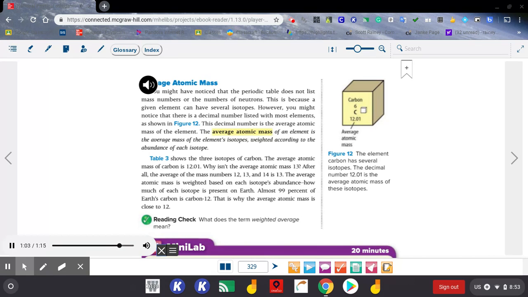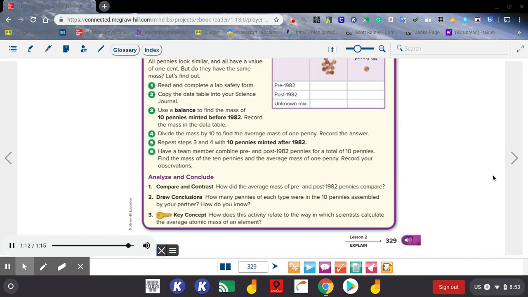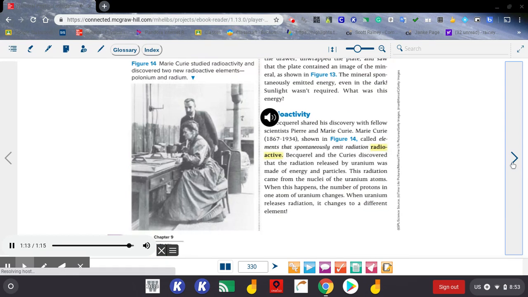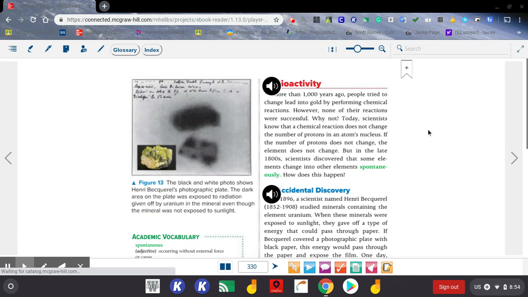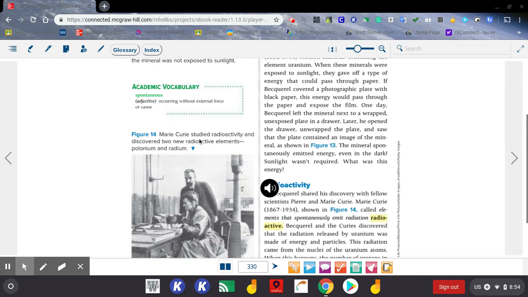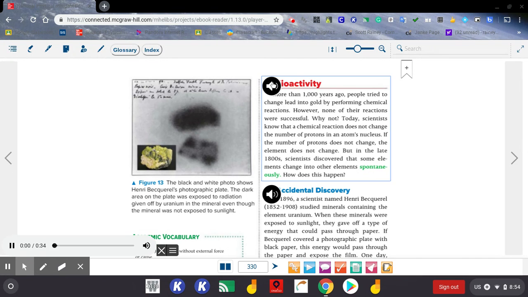Almost 99% of Earth's carbon is carbon 12. That is why the average atomic mass is close to 12. Reading check. What does the term radioactivity mean? More than 1,000 years ago, people tried to change lead into gold by performing chemical reactions.